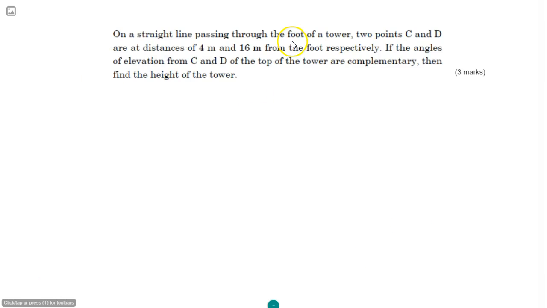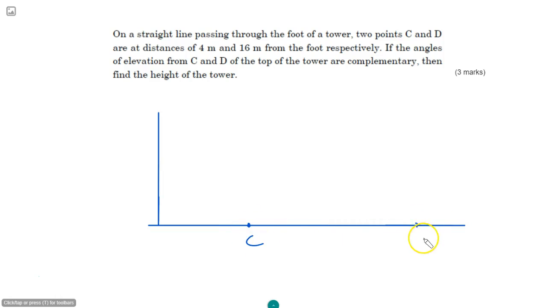Next we have a 3-mark question. On a straight line passing through the foot of a tower, 2 points C and D are at distances of 4 meter and 16 meter from the foot respectively. If the angles of elevation from C and D of the top of the tower are complementary, then find the height of the tower. We have a tower and there are 2 points C and D at distances of 4 and 16 meter from the foot on a straight line passing through the foot of the tower. So imagine that's the straight line passing through the foot of the tower. We have a point C and another point D.